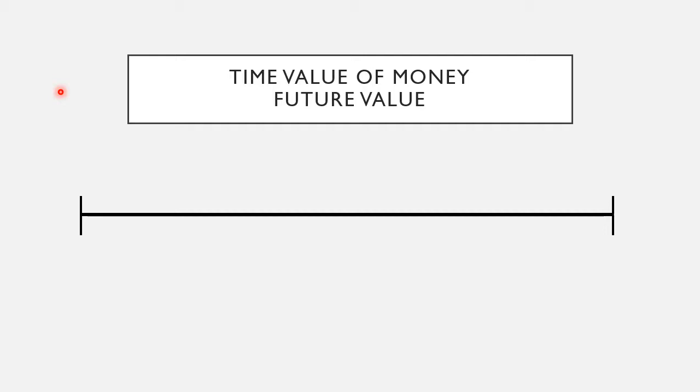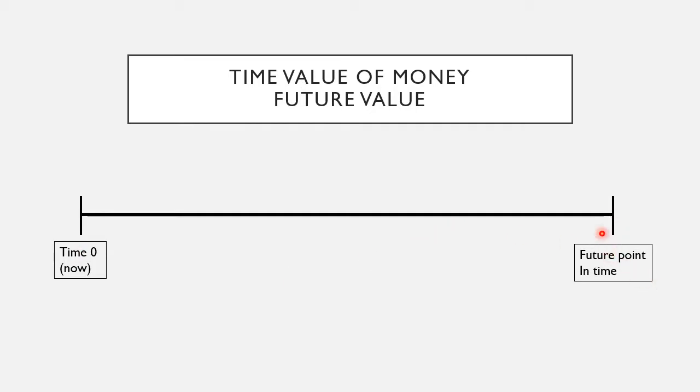So when it comes to time value of money, we need to be aware of how to do four things. The first is to compute the future value of a known sum at time 0. What we have here is a timeline. This represents time 0, which is effectively now. On the other end is a future point in time.